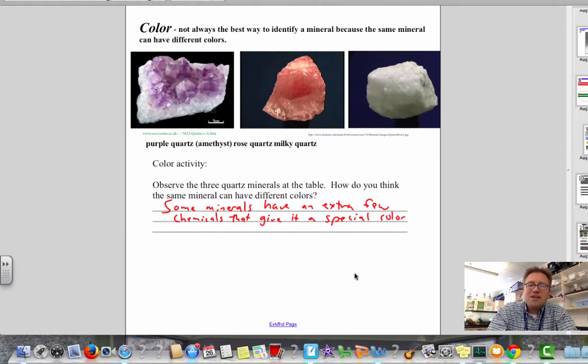Color isn't a great property to describe minerals, because sometimes the same mineral can have different colors, like quartz. All of these minerals are quartz, but sometimes the mineral might have a few extra little drops of chemicals, so to speak. Those extra few chemicals give it a special color. So you can have different colors of the same mineral. Color is a property, but it's not always the best property to identify a mineral.